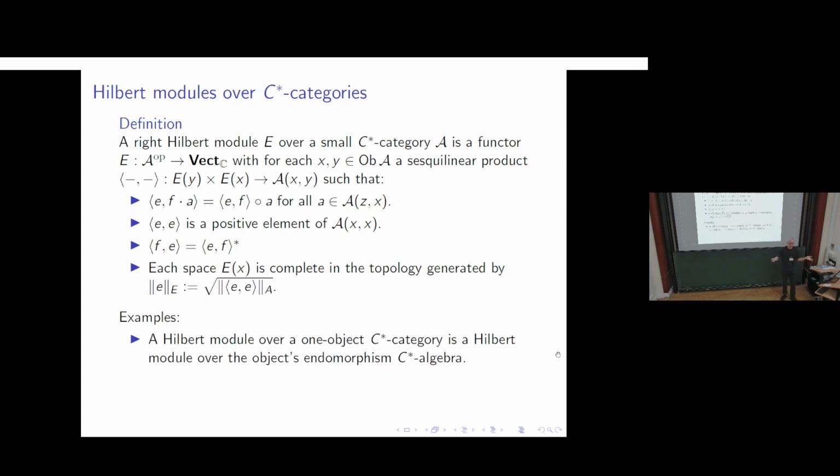again, if your C-star category just has one object, this is just a Hilbert module over the endomorphism algebra of your object. So, I mean, these should all be familiar axioms from that situation.